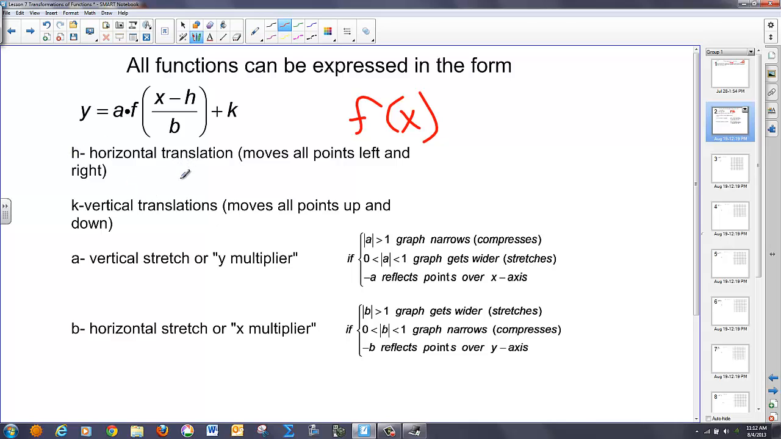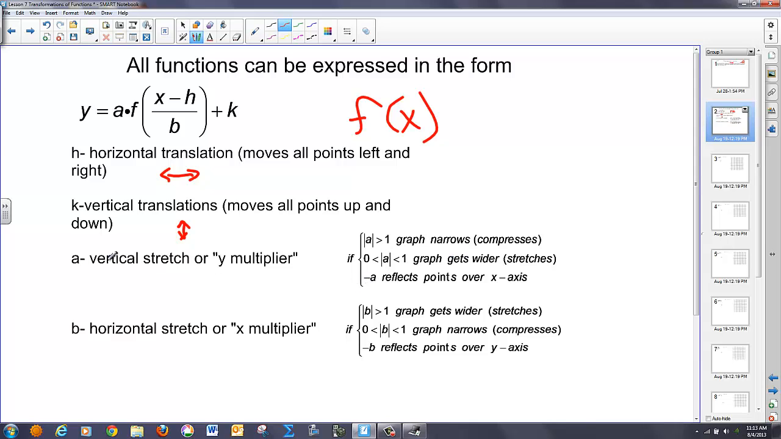H corresponds to a translation of the horizontal type, left and right. K corresponds to a translation of the vertical type, up and down. A is what I call a y multiplier. The book refers to it as a vertical stretch. And it turns out if your absolute value of A is greater than 1, the graph is going to get narrower or compress. If the absolute value of A is less than 1, the graph's going to actually get wider or stretch out horizontally.